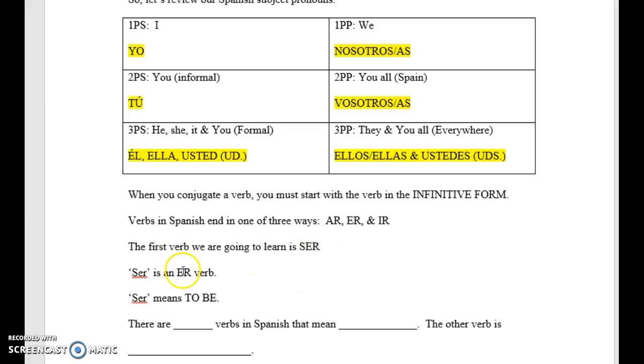Ser is an ER verb because in the infinitive form, the last two letters are ER. Ser means to be. There's an interesting thing about infinitives. When you translate or interpret an infinitive into English, the first word will always be to. The reason we have to plug it in or conjugate it is so that we're not saying sentences like I to be tall. You want to say I am tall. So in English, am is a conjugated form. In Spanish, you would conjugate it or plug it in, which we're going to learn here in just a minute.